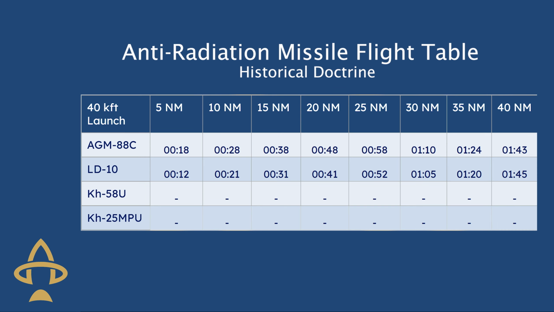Additionally, there are a set of tables for anti-radiation missile use at the historical doctrine that DCS has used for several years, which is for every 1,000 feet of altitude when you launch, you get 1 nautical mile of range. So this is a set of tables from 5,000 feet to 40,000 feet that will provide the time of flight and maximum range for all of the anti-radiation missiles.